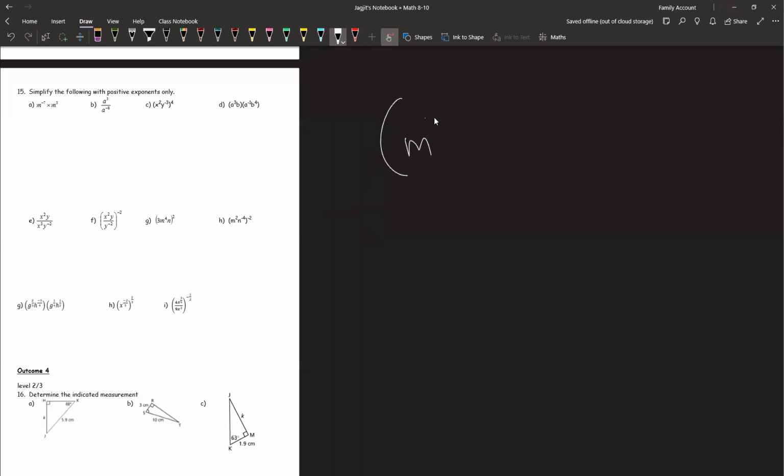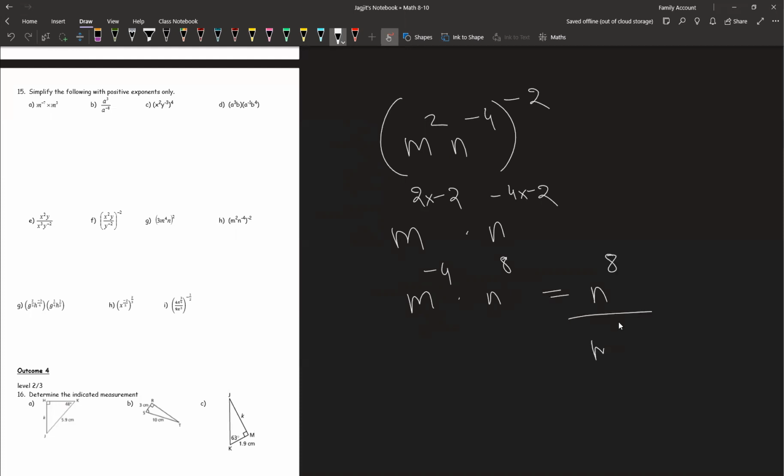If I give you m squared, n to the power minus 4, all to the power minus 2, FOIL them. So m to the power 2 times minus 2 times n to the power minus 4 times minus 2. So we have m to the power minus 4 times n to the power 8. Move the m down. So it will become m to the power positive 4.